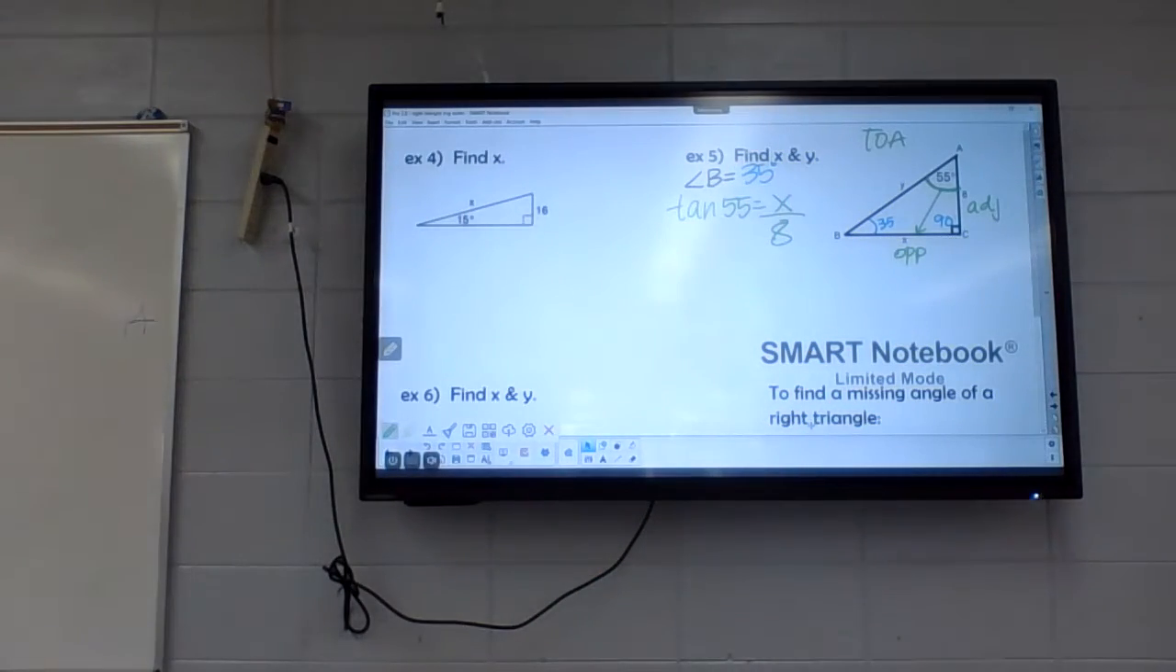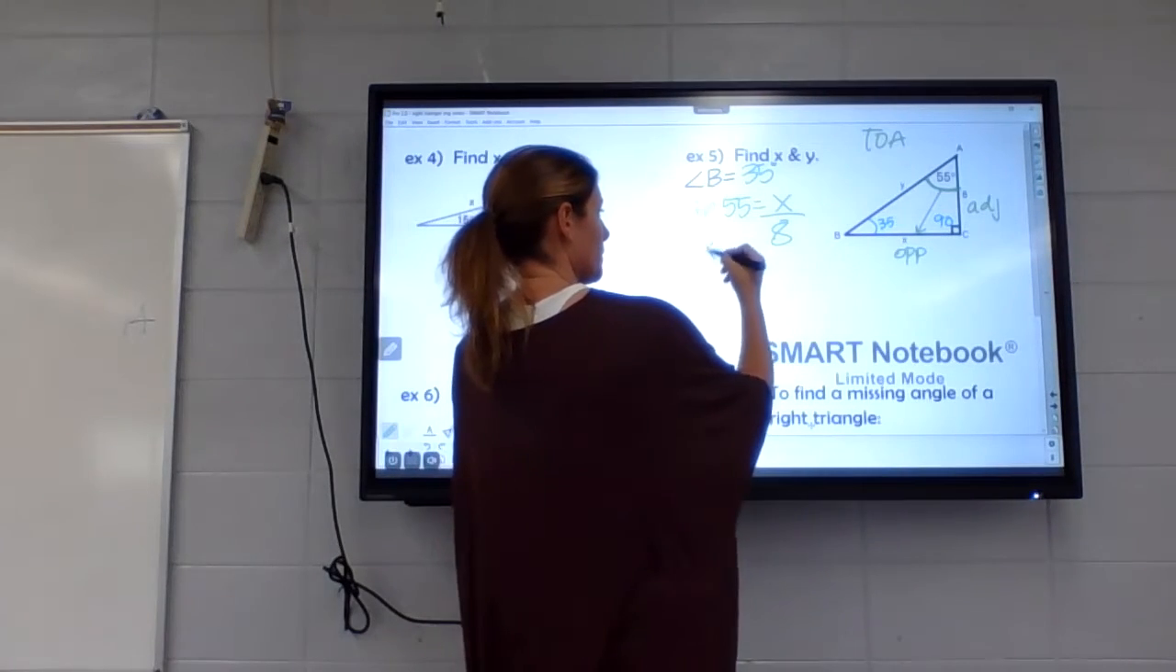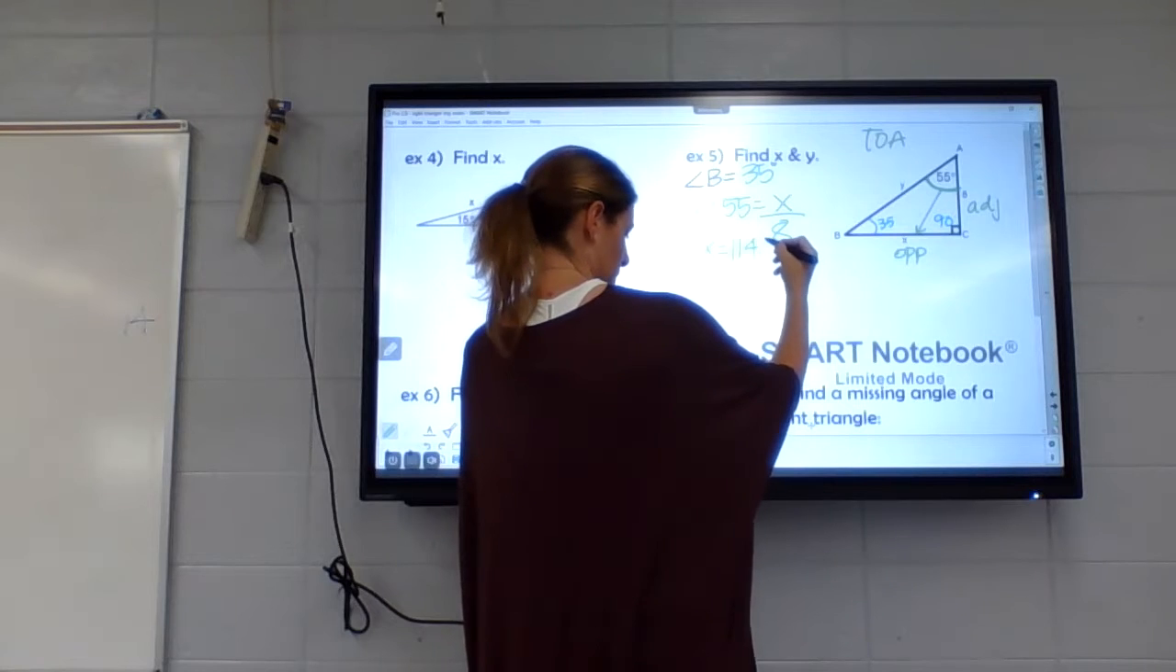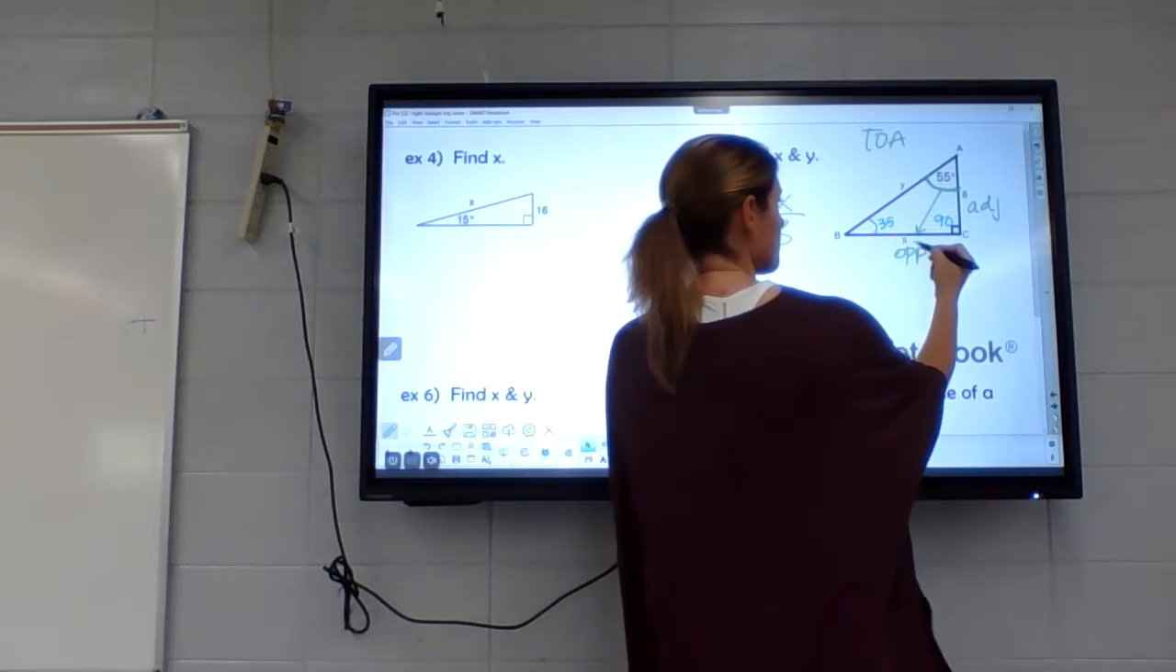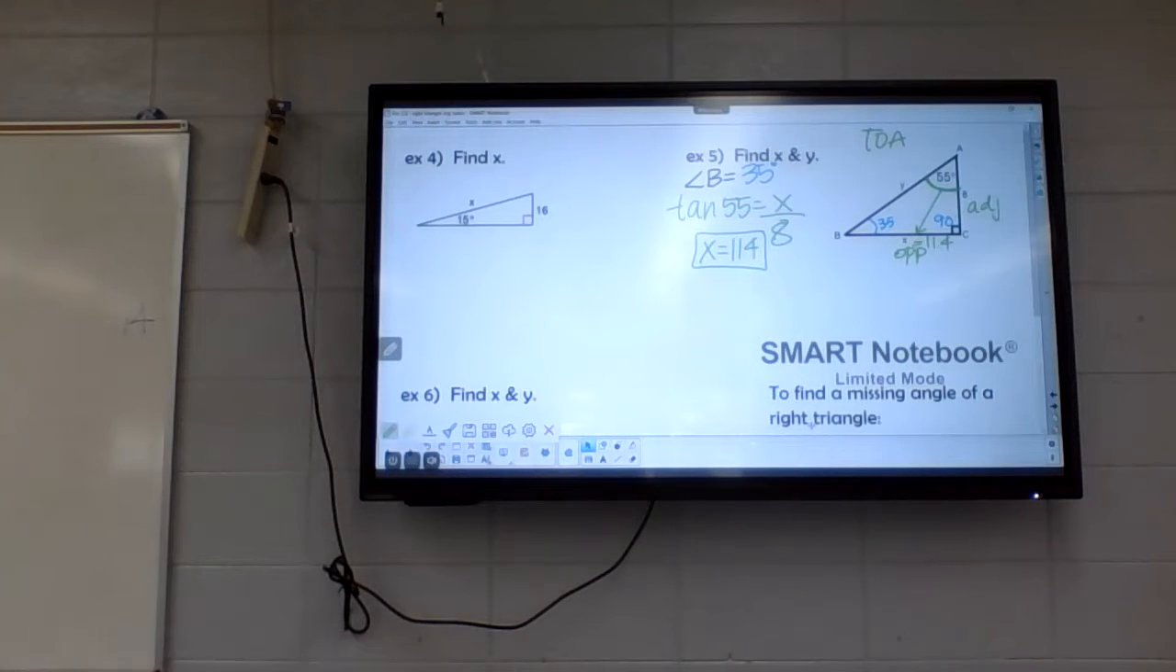And yeah, you want a calculator to be able to do this. And your answer should make sense, like we're looking at that triangle. And I'm assuming the answer is going to be bigger than 8 based off of what I'm seeing there. So it looks like 11.4 for my x. Is that what you guys got? 11.4, okay. So once you know x, how can we find y?